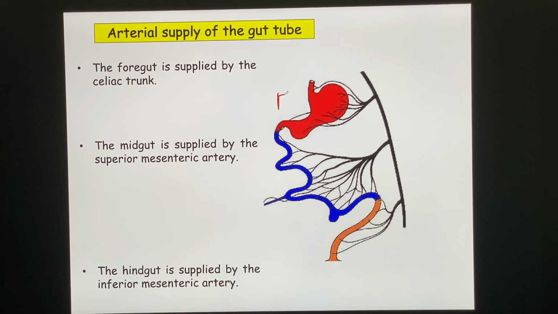We have the foregut, we have the midgut, and the hindgut. Okay, so let me draw this.